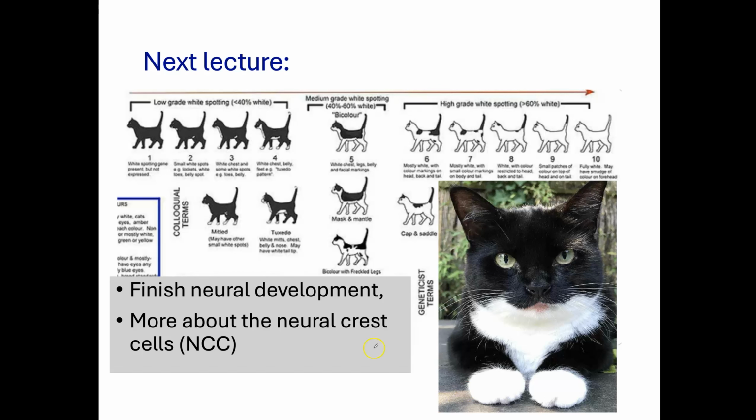And that's it. So in the next lecture, we're going to finish neural development, and we'll talk about neural crest, and you will find out a little bit about what causes this color pattern in this cat.